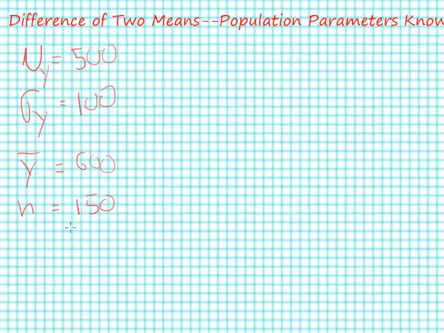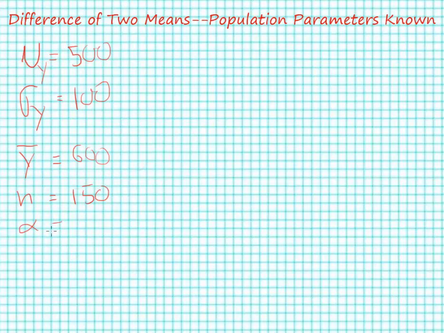I'm going to set my alpha level equal to 0.05, and we're asking the question using the null hypothesis: is one population mean minus an estimate of the other equal to 0? Or is the alternative hypothesis correct, where this difference is not equal to 0?